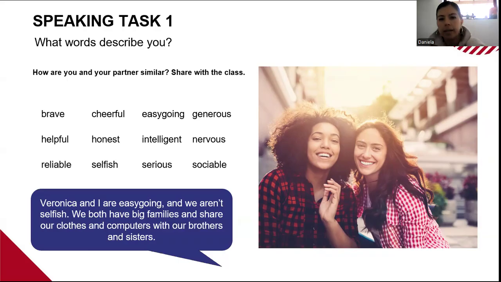In this case, if you want to describe yourself, you can use the example that you have here. It says Veronica and I, describing her and her best friend, are easygoing and we aren't selfish. We both have big families and share our clothes and computers with our brothers and sisters. So this is a way that you can use to describe yourself or to describe someone else. Okay. So remember, just use them. You can say, for example, my brother, he is very outgoing. Just start with the subject, verb, and then the adjective that you are going to use here.